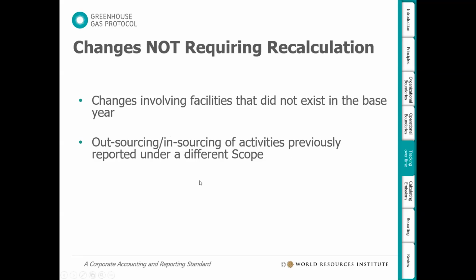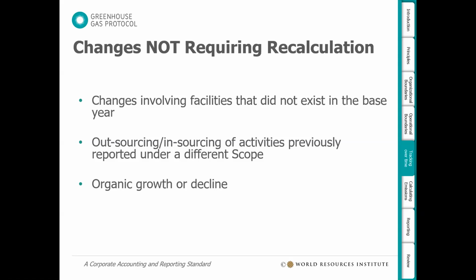But there is a third type of change for which recalculations should not be conducted, and that's when a company has only experienced organic growth or organic decline, as opposed to some kind of structural change. Okay. If I open up the corporate standard on page 39, the corporate standard defines what it means by organic growth and organic decline. I'll just read it out to you.